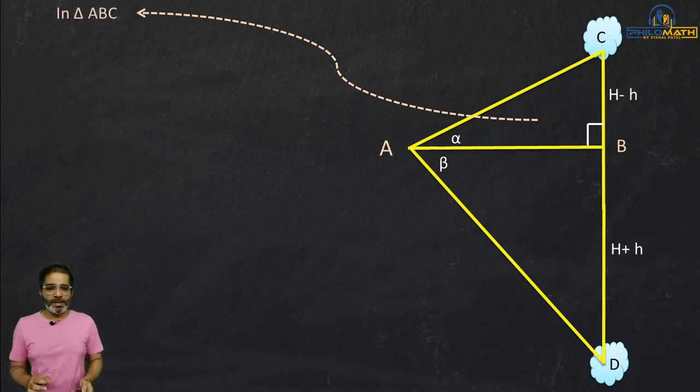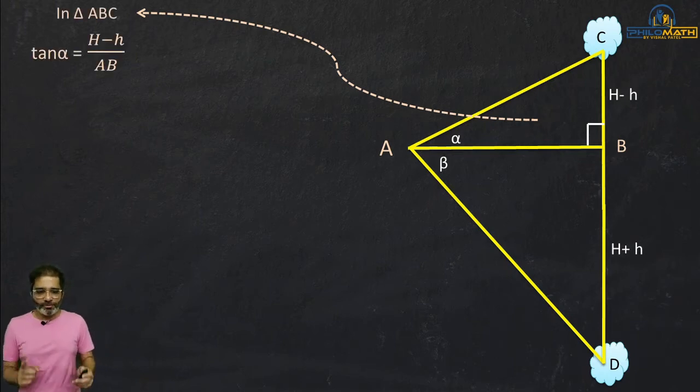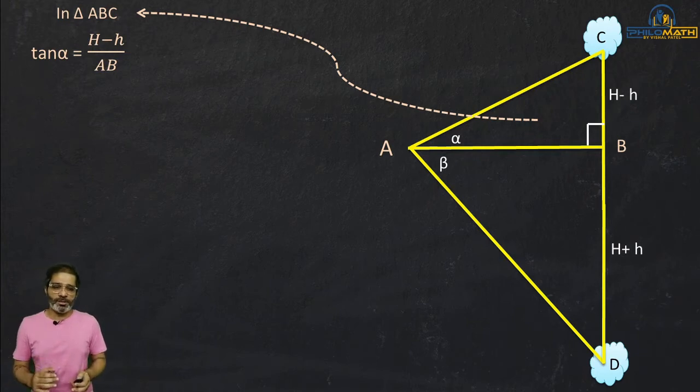In triangle ABC I'm using tan alpha, that is tan theta. The formula is opposite upon adjacent. So I have (capital H minus small h) upon AB. Now the angle is alpha. It is not a standard angle like 30, 60, 45. So we don't have the value of that. So I'll keep this as it is, and I'll cross multiply. So what I'll get, AB as (H minus h) upon tan alpha. So I got the value of AB.